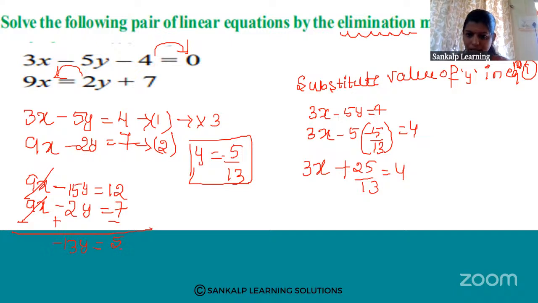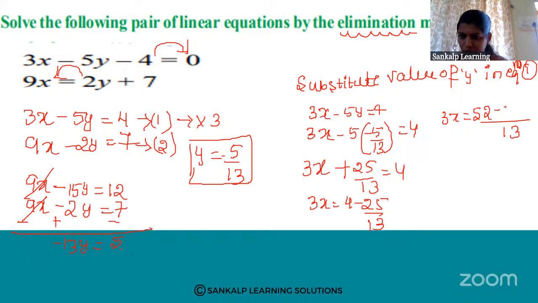So now transfer this 25 divided by 13 to this side. 3x is equal to 4 minus 25 divided by 13, you will get, right? So 3x is equal to, here the LCM is 13, right? So 13 4s are 52. 52 minus 25. So 3x is equal to 52 minus 25. That is 2 minus 5, that is 7.